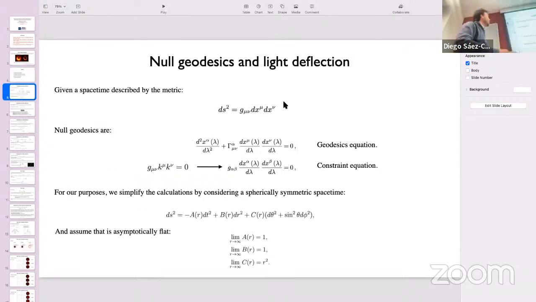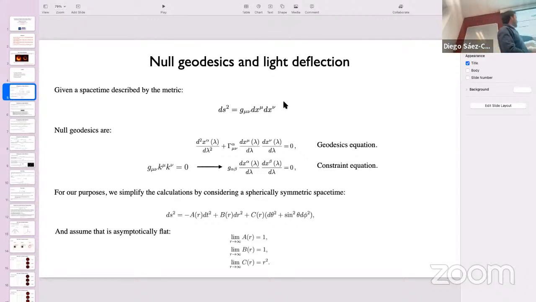So how do we study trajectories of light? Well, as you have probably all studied in your general relativity courses, in a particular space-time that is described by a metric, null geodesics are given by the geodesic equation and the constraint equation that basically tells you that the proper time of massless particles is null. In order to simplify our calculations, and to compare the simplest object in general relativity with other simplest objects in theories beyond, we are assuming a spherically symmetric metric.